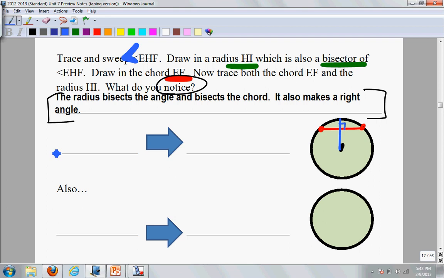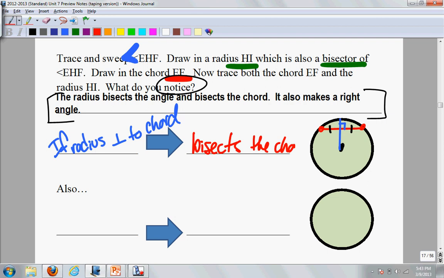Okay, so what we have here is if a radius is perpendicular to a chord, write that down, please. You should notice that if it's perpendicular to the chord, it actually cuts that chord in half. Or in other words, then the radius bisects the chord.